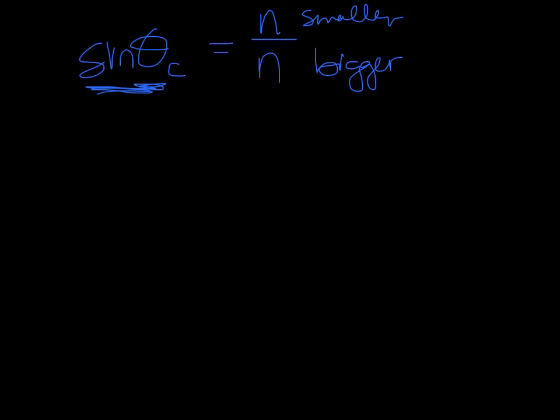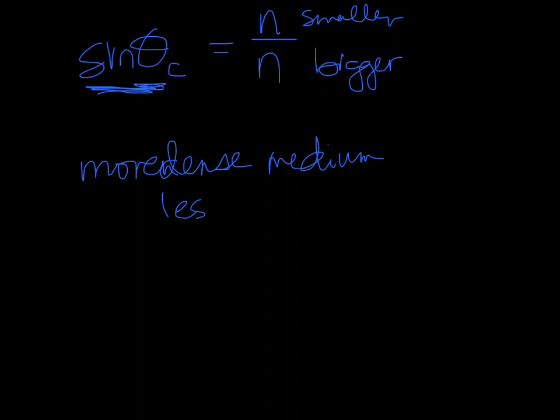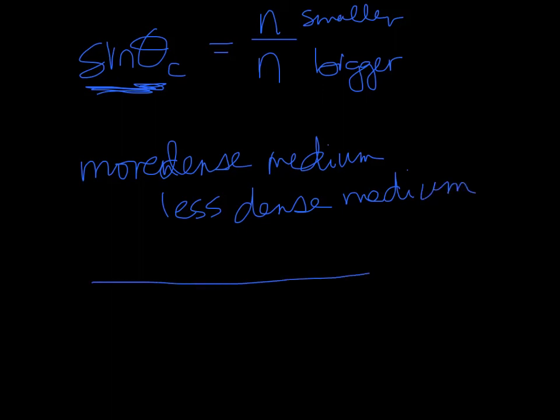And when you're finding the critical angle, you're always going to be going from a more dense medium into a less dense medium. Because remember, when you go from more dense to less dense, you bend away from the normal, and that's where you're going to be able to get that 90 degree angle.